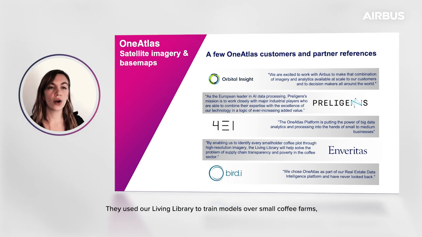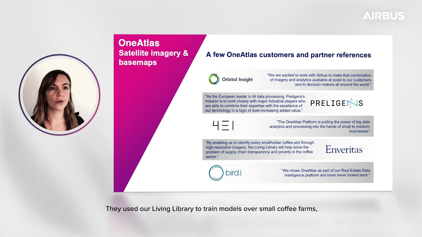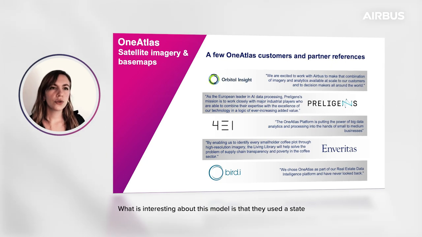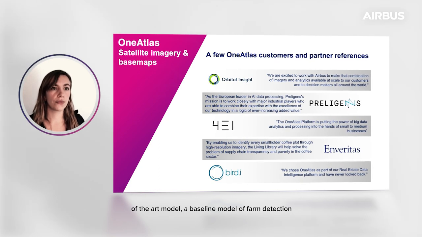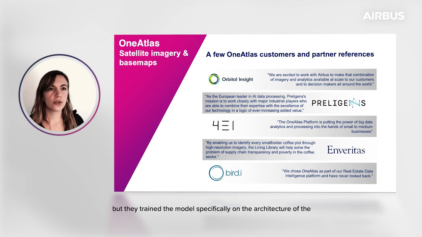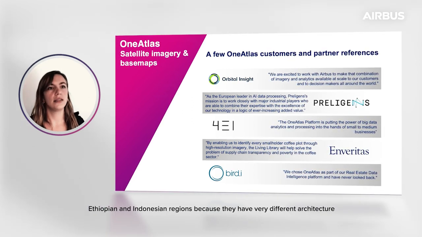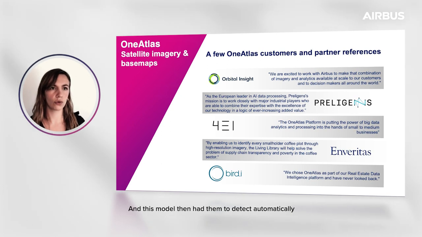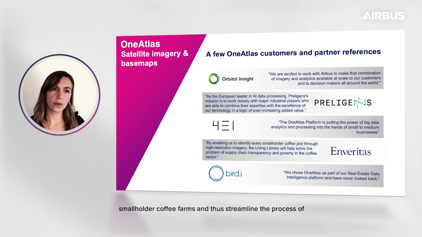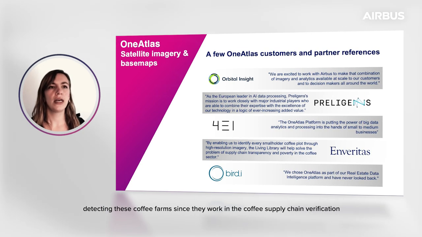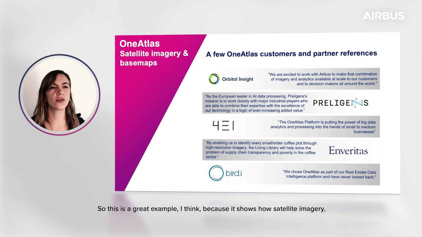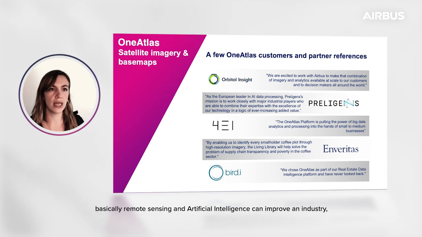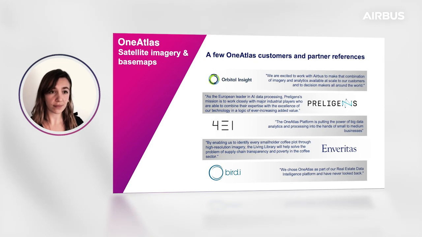It is quite interesting. They used our living library to train models over small coffee farms in two different countries, Ethiopia and Indonesia. What is interesting about this model is that they used a state-of-the-art baseline model of farm detection, but they trained the model specifically on the architecture of the Ethiopia and Indonesia regions because they have very different architecture. And this model then helped them to detect smallholder coffee farms automatically and thus streamline the process, since they work in coffee supply chain verification. So this is a great example, I think, because it shows how satellite imagery, basically remote sensing, and artificial intelligence can improve an industry and streamline a use case very easily.